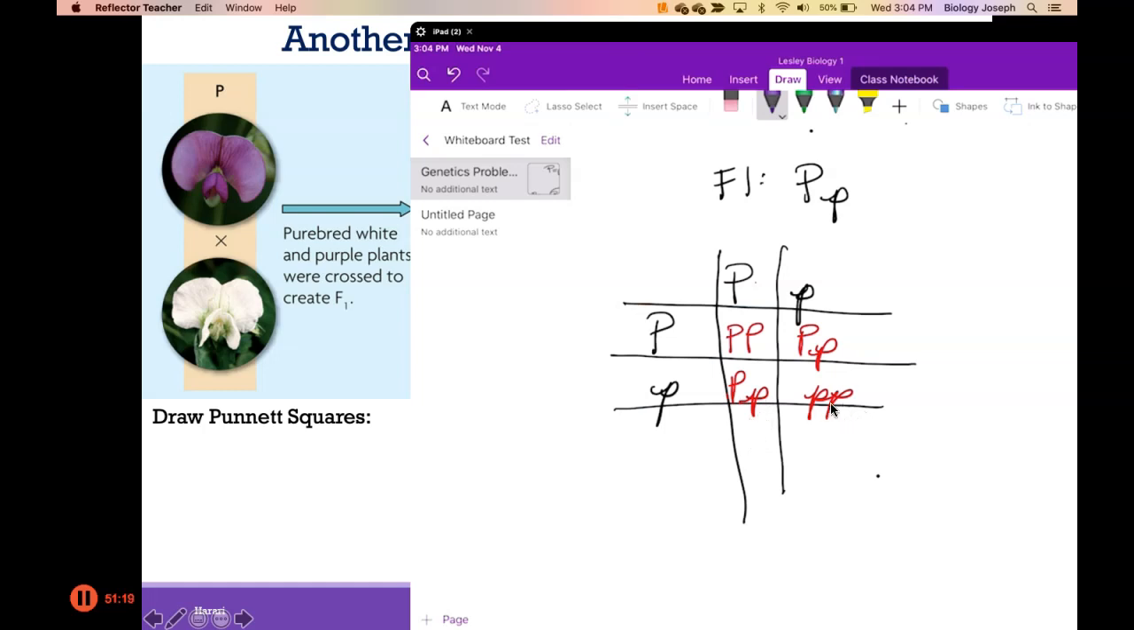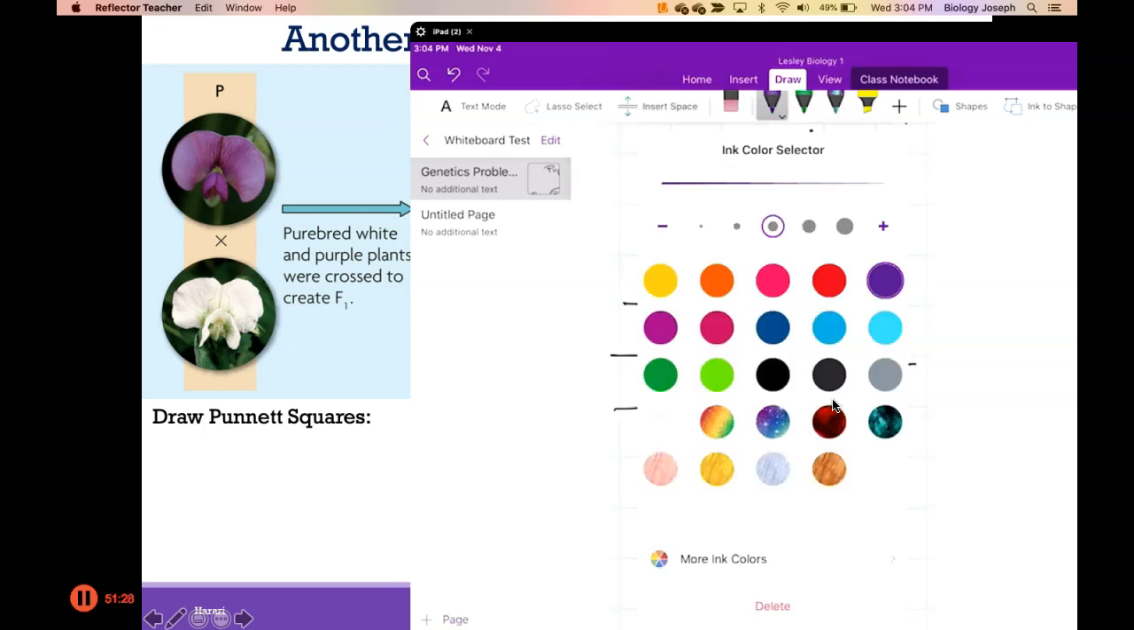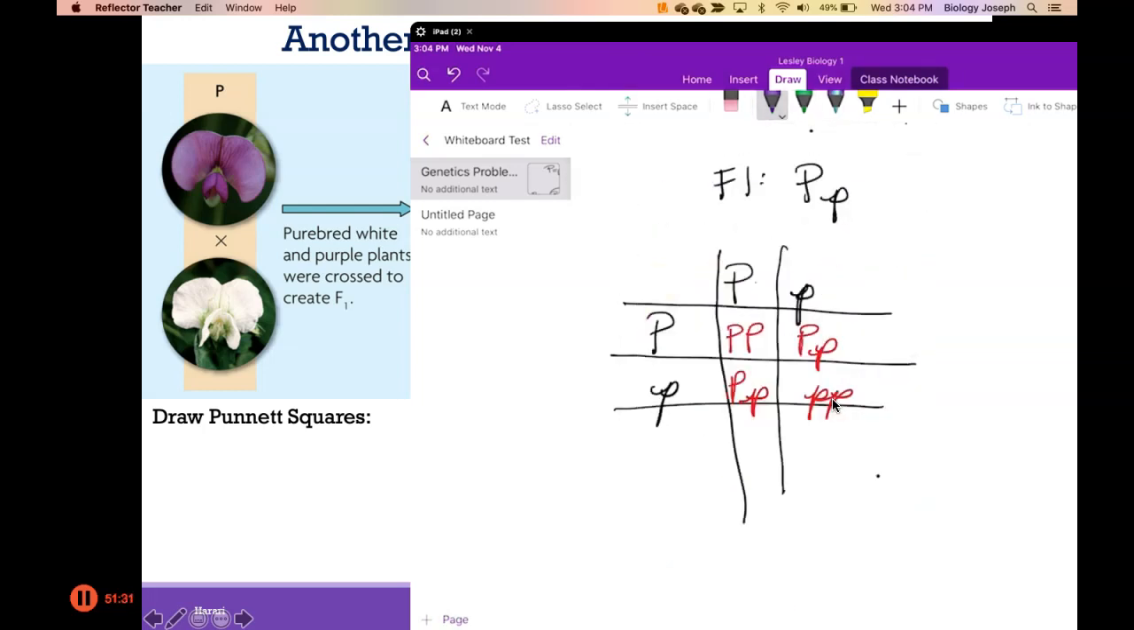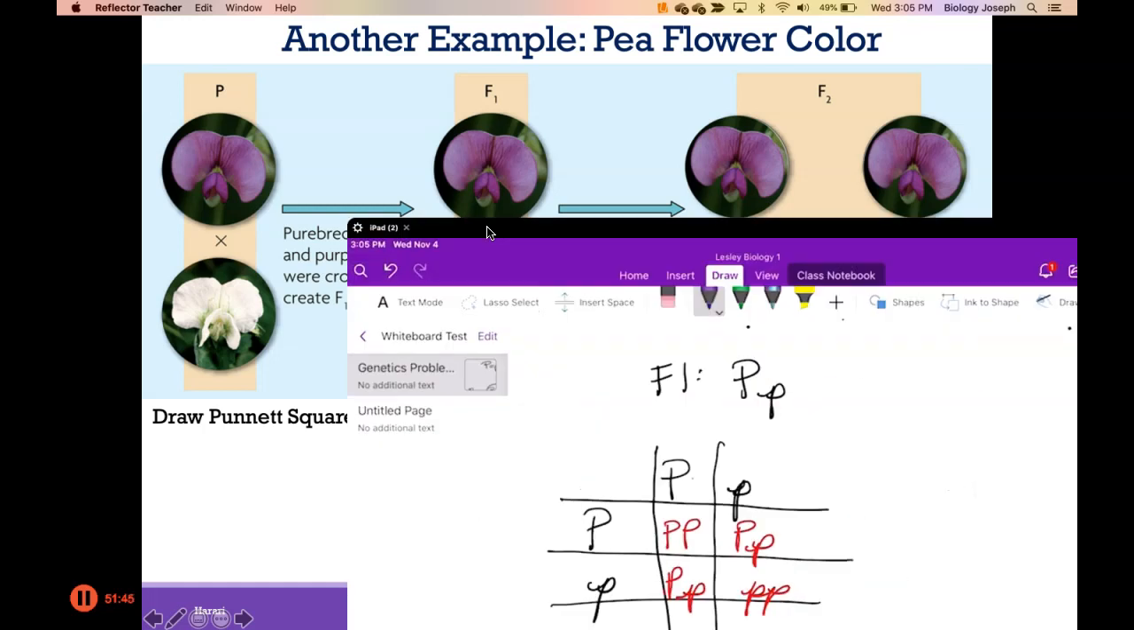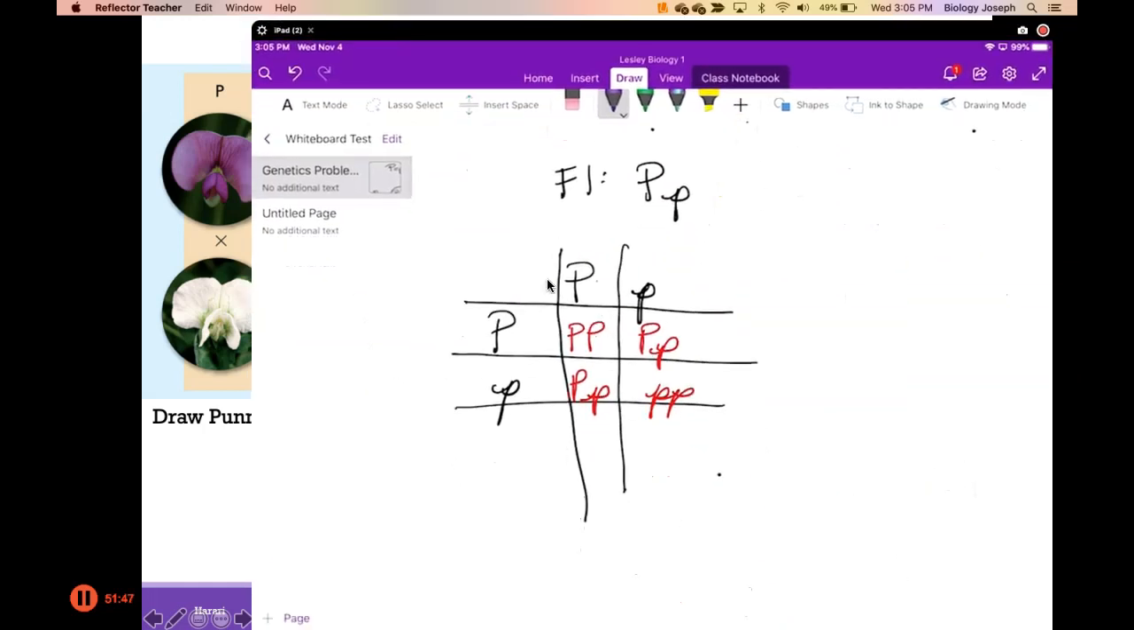And then what about this little p, little p? Well, that is not going to be purple. So we have three that are going to be purple, and one will be white. So 75% purple, 25% white. And that makes sense given what we saw in this experiment. We saw that 3-to-1 ratio. So it's perfectly explainable by doing a Punnett square. So make sure you're able to do that on your own.